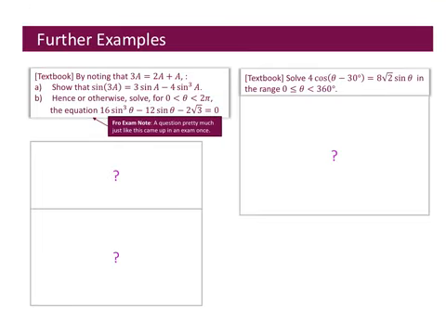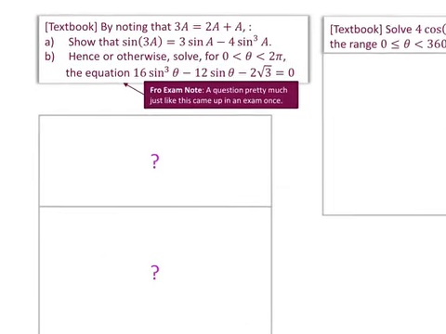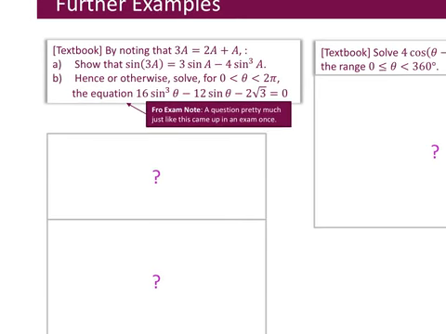So here are a few more examples. Again, I suggest you just try these on your own before you watch me go through them. So we know that 3a can be written as 2a plus a, okay, and we're going to use that fact to help us with this question. So show that sine of 3a equals 3 sine a minus 4 sine cubed a.